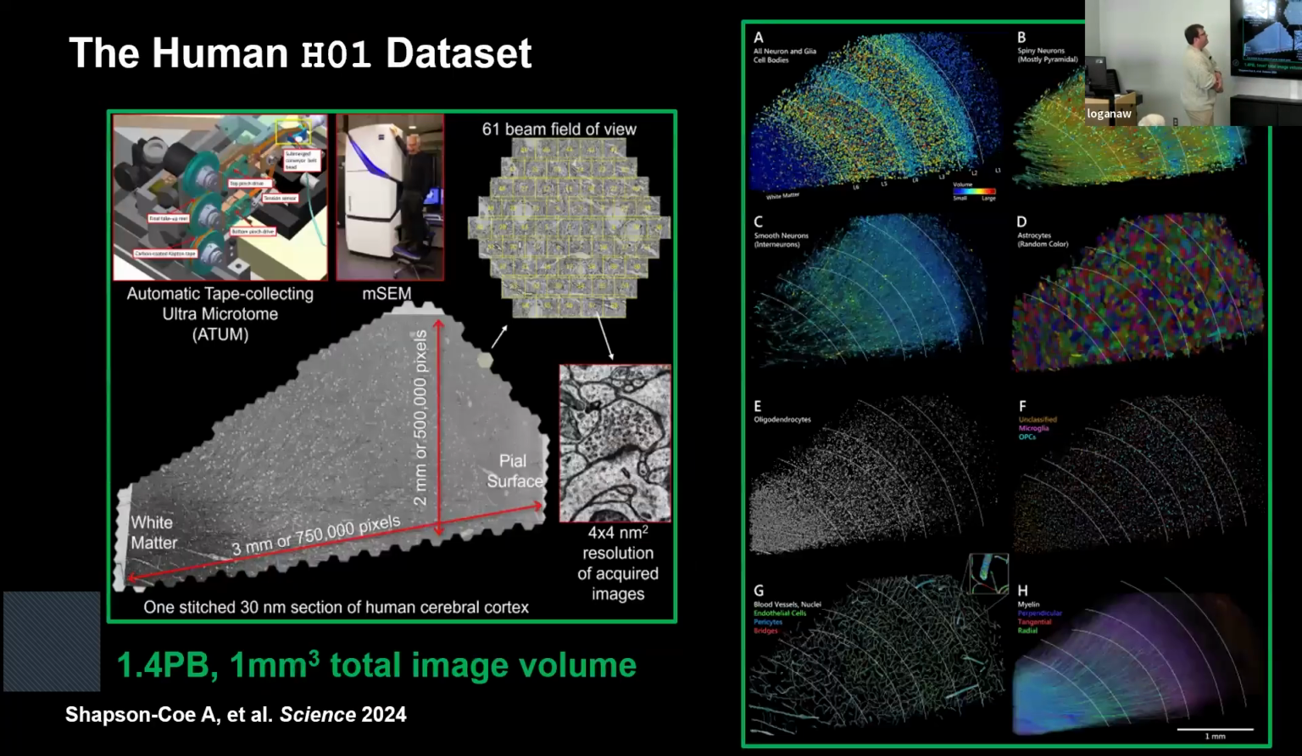But the challenge there is that in electron microscopy, the largest experiment that's been done, which was a huge feat, is this experiment that happened at Harvard that they call the human H01 data set. In this experiment, they captured 1.4 petabytes of data and reconstructed this big chunk of a human brain. But ultimately, because of the limitations on speed of electron microscopy, they were only able to do about 1 millimeter cubed, right? Which is really small. And I have a scale for you here in a second.